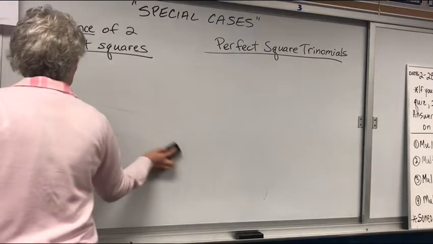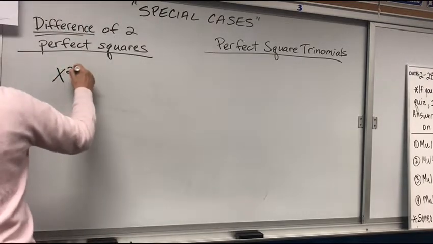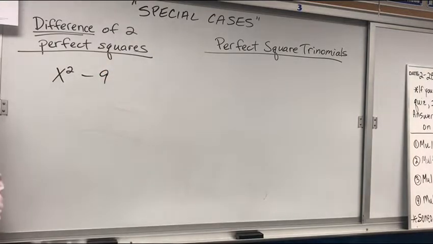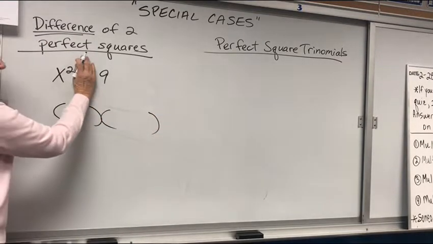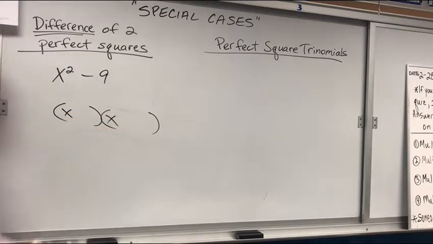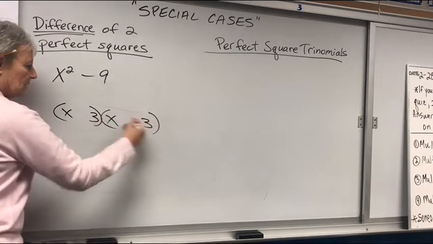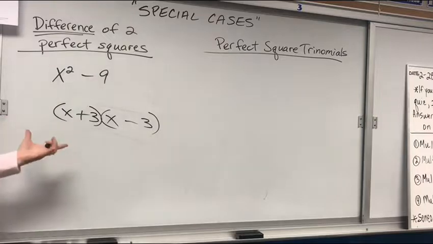Example. Now we did this yesterday, but nobody got it right, remember? X squared minus 9. First thing you always do, is there a GCF? No. This is a perfect square. This is a perfect square. Take the square root of x, take the square root of 9, one's plus, one's minus. Easiest factoring there is. Okay?